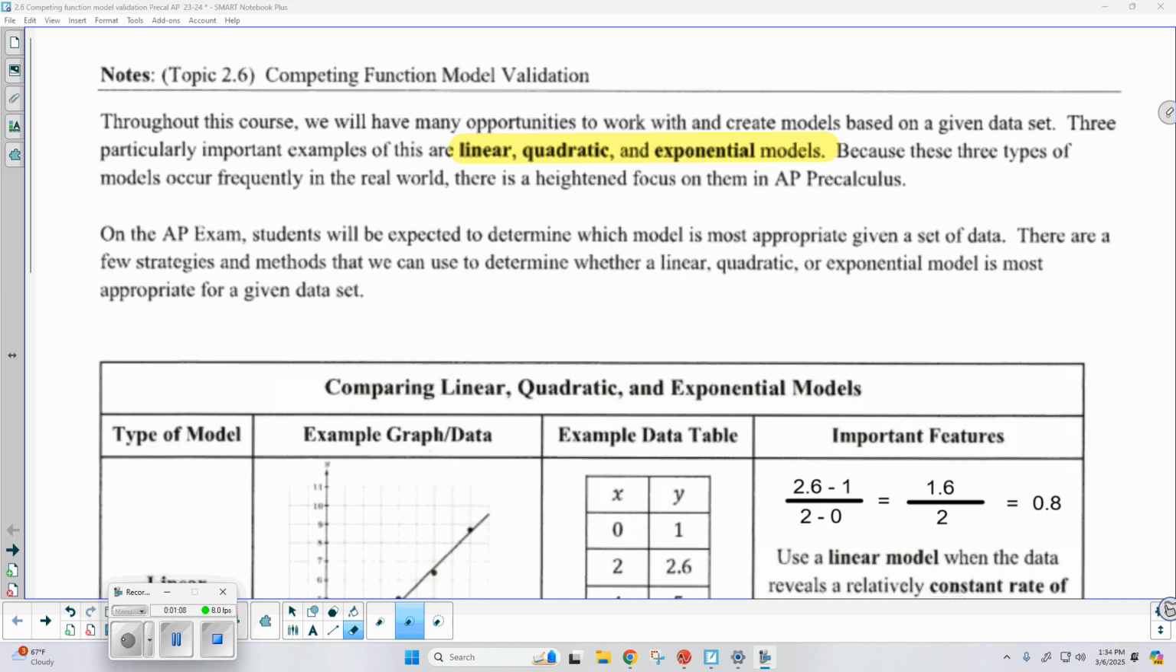Well, let's go ahead and get started. Throughout this course, we'll have many opportunities to work with and create models based on a given data set. We've actually done that for quite a while now. Three particularly important examples are linear, quadratic, and exponential. Because these three types of models occur frequently in the real world, there's a heightened focus on them in AP Pre-Cal. So now on the AP exam specifically, students will be expected to determine which model is most appropriate given a set of data. There are a few strategies and methods that we can use to determine whether a linear, quadratic, or exponential is the best one.